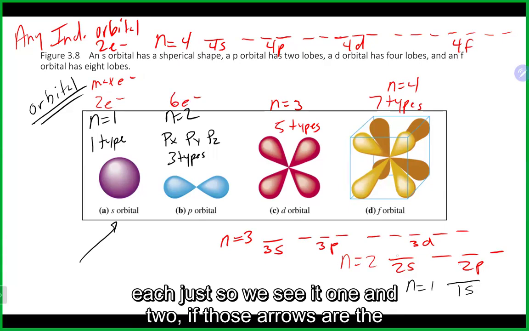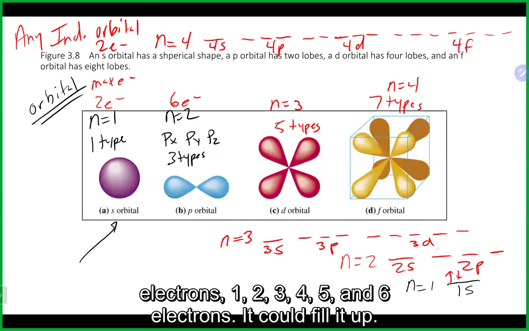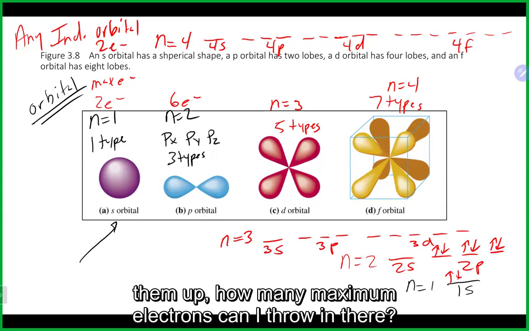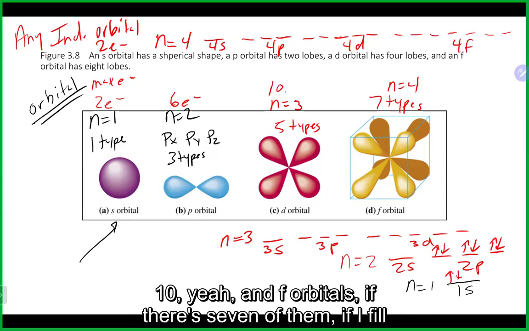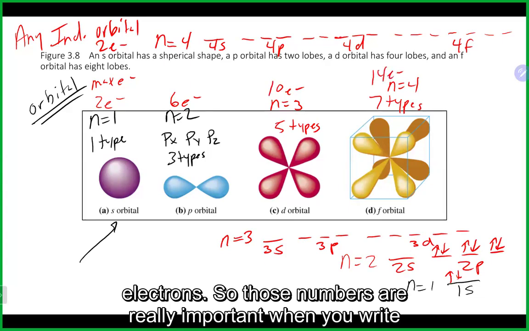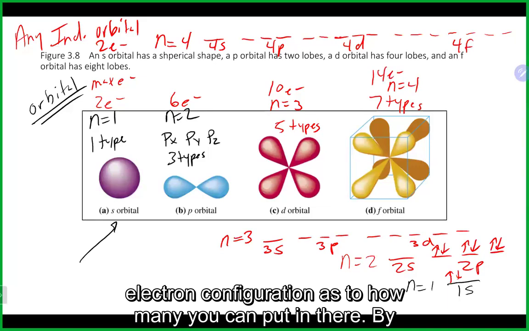Just so we see it. 1 and 2, if those arrows are the electrons. 1, 2, 3, 4, 5, and 6 electrons. It could fill it up. If I have 5 d orbitals on any level and I filled all 5 of them up, how many maximum electrons could I throw in there? 10. Yeah. And f orbitals, if there's 7 of them, if I fill them all up, how many could I put in there? I could put 14 electrons. So those numbers are really important when you write electron configuration as to how many you can put in there.